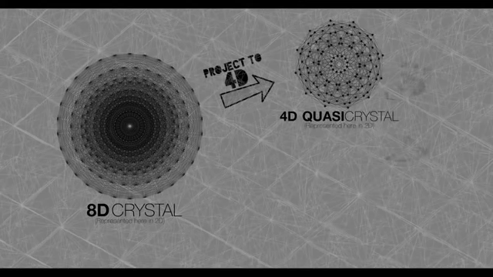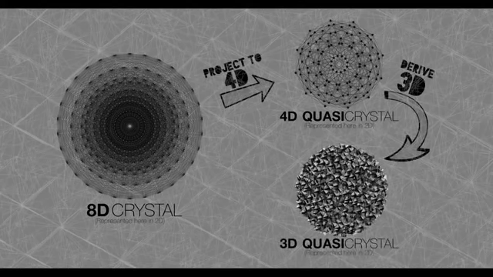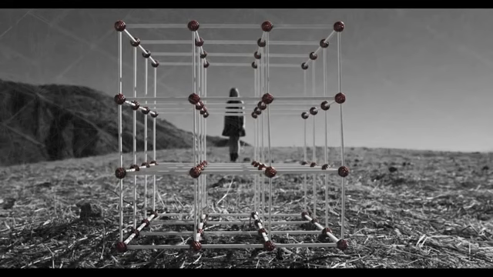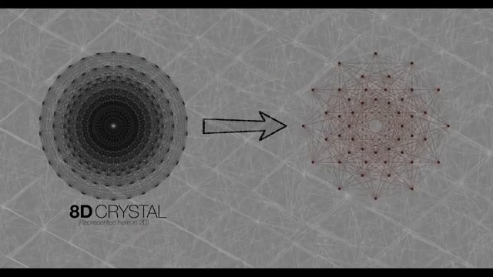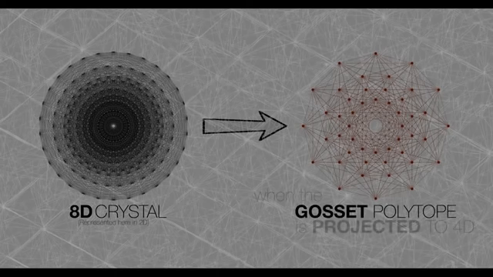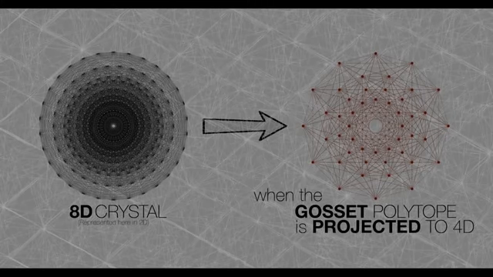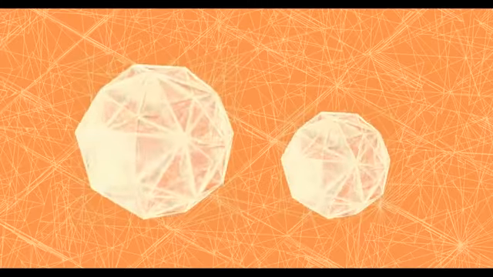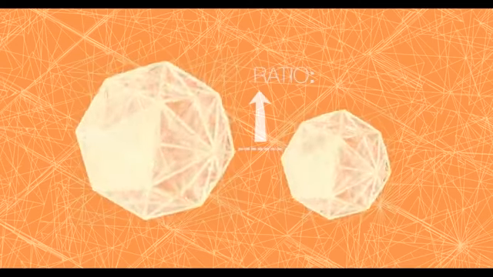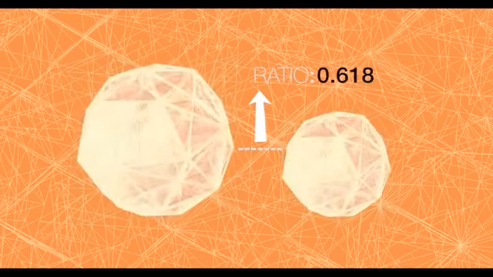To generate that 3D quasicrystal, the substructure at the pixelated fabric of reality, we project this 8D crystal to 4D. And then we convert that to 3D. Now, just like the basic cell shape of the 3D cubic lattice is the cube, the cell shape of the E8 lattice is an 8D shape with 240 vertices. We call it the Gaussian polytope. When the Gaussian polytope is projected to 4D, it becomes two identical shapes of different sizes. The ratio of their sizes is a unique number, 0.618, also known as the golden ratio.